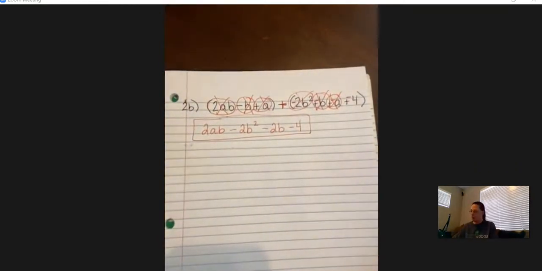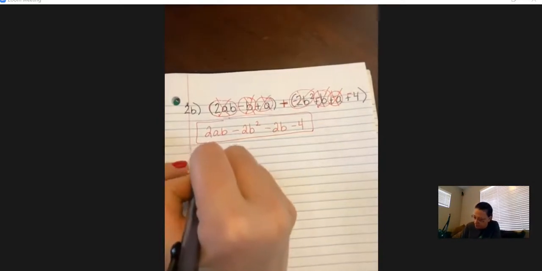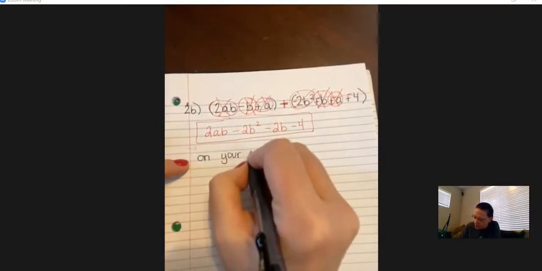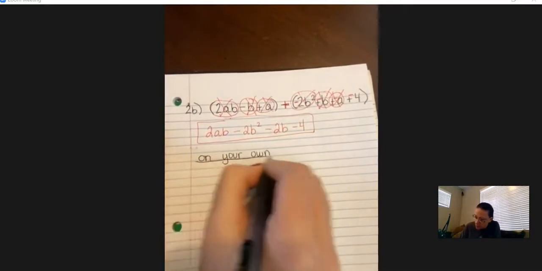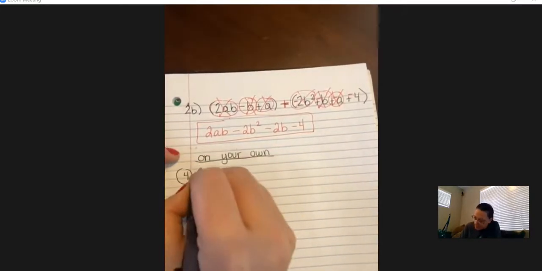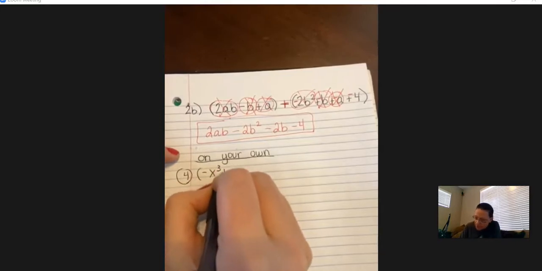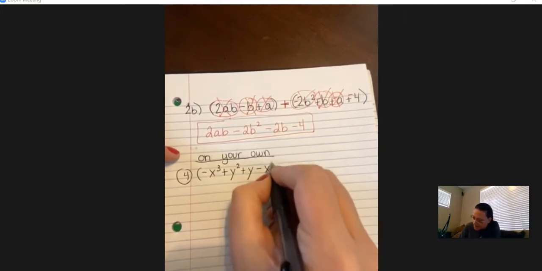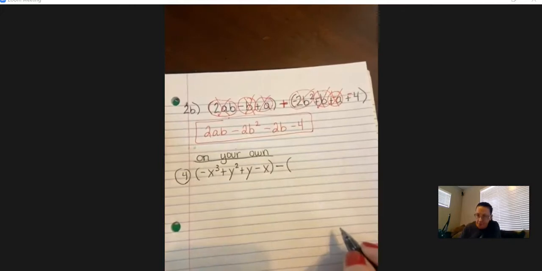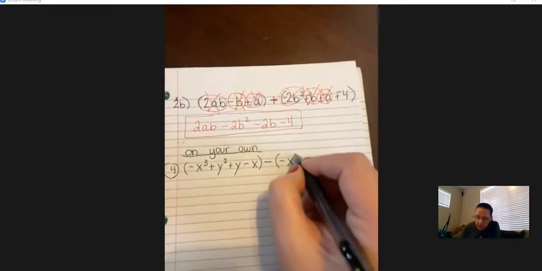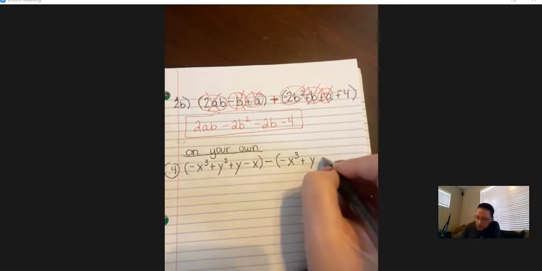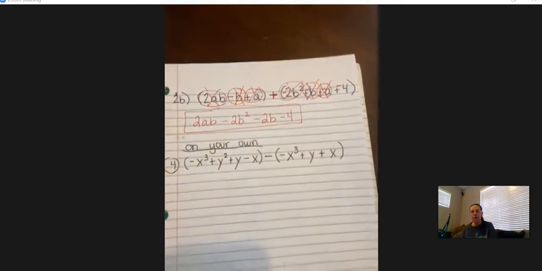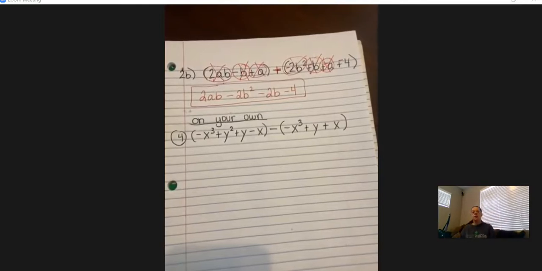Okay, you're going to do one on your own with your group. This is the last question we're doing. We will finish this lesson tomorrow with me. On your own. Question 4. Negative x cubed plus y squared plus y minus x minus negative x cubed plus y plus x. Pause the video if you need to write that down. Okay, you're going to work on this with your group, with your table. So pause the video and go over the answers together with your group.